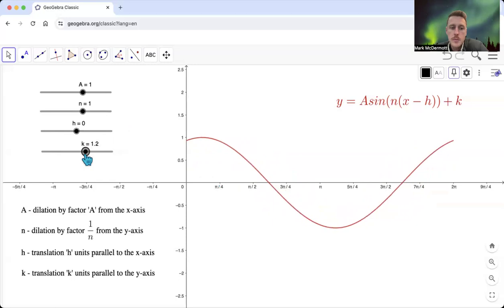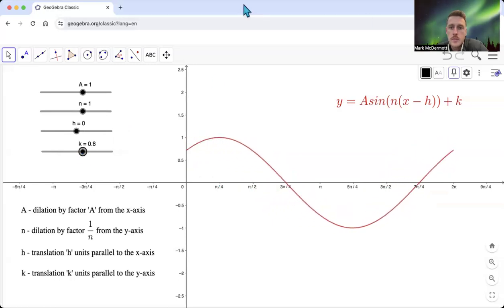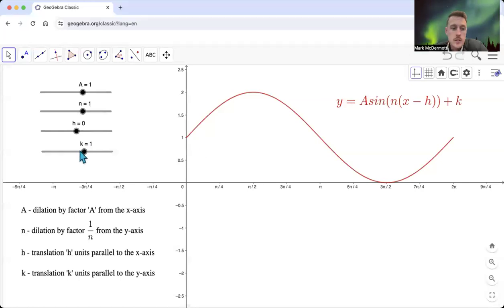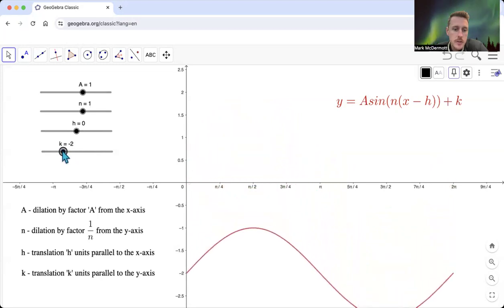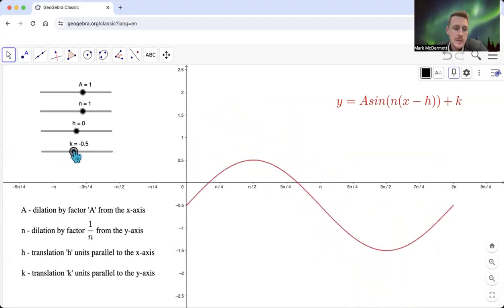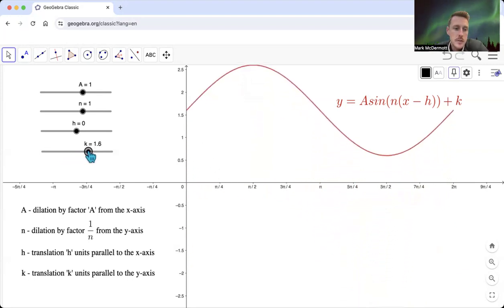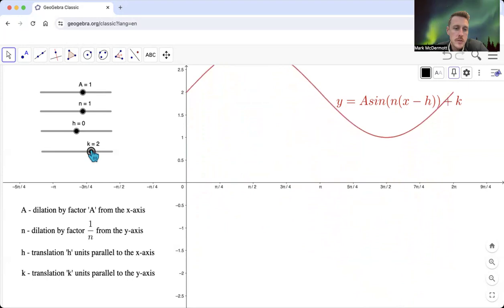So if I move that up, no, there was a bit of error with the way I set it up, but hopefully now we can see that if we change k, if k is -2, it shifts the whole function down to -2. If we make it +2, it shifts the whole thing up to +2.